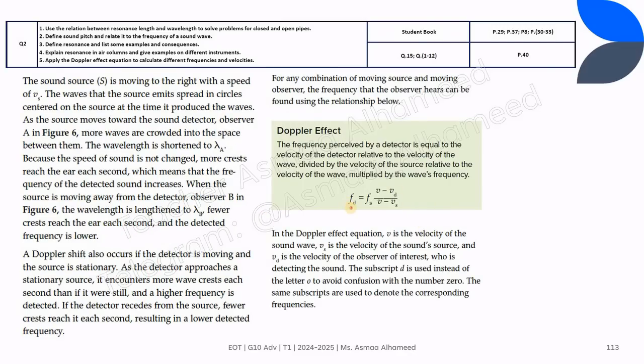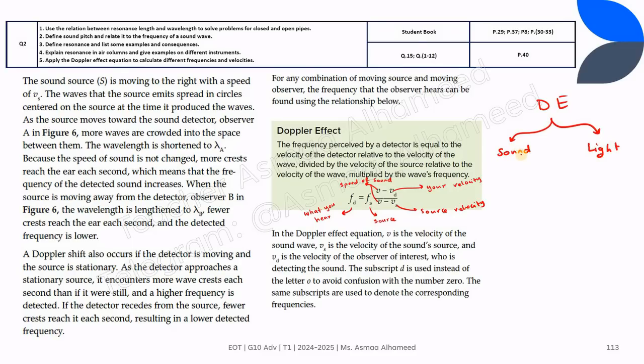Now here is the equation. This is what you hear. This is the frequency of the source. These two are the same. They are the speed of sound in whichever medium. This is your velocity. This is the source velocity. So the Doppler effect talks about sound or light. So we have two scenarios. Either you come closer or you are going away.